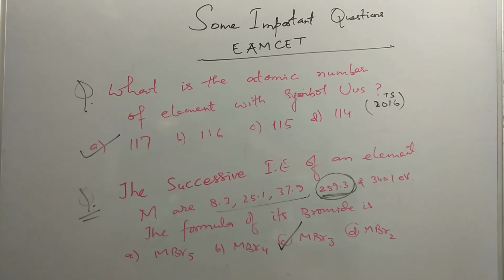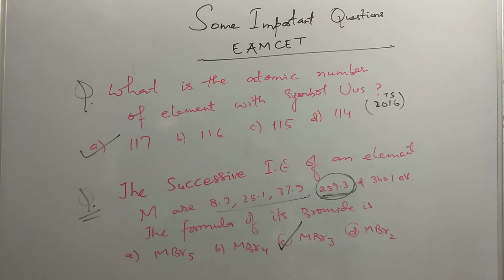Now let's look at the next question. What is the atomic number of the element with symbol UUS? UUS means ununseptium. Un is for 1, un is for 1 and septium is for 7. So the atomic number of the element with symbol UUS is 117. This was asked in TS 2016.